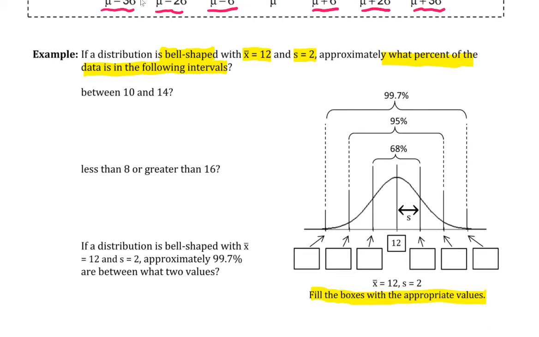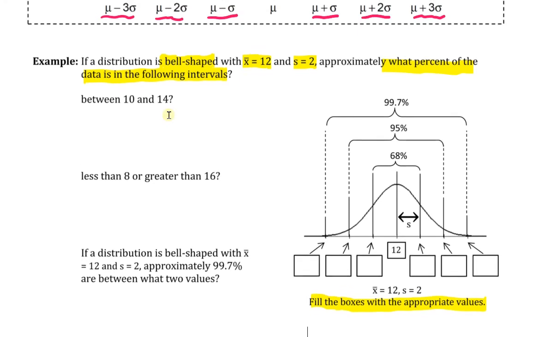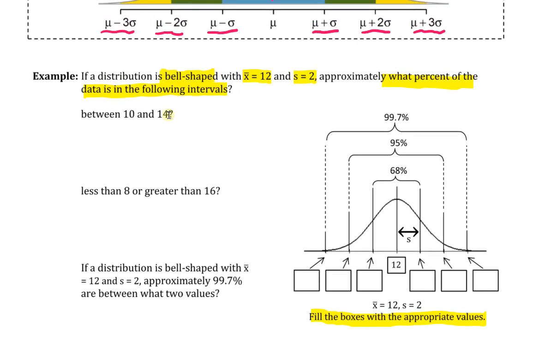So remember, when you're filling in these boxes, if you were to go up 1 standard deviation, so mu plus sigma, so add 2, then that would land us at 14. Or if you go down 1 standard deviation, so subtract 2, you'd be at 10. And we know that approximately 68% of our data is going to be in this interval between 10 and 14.